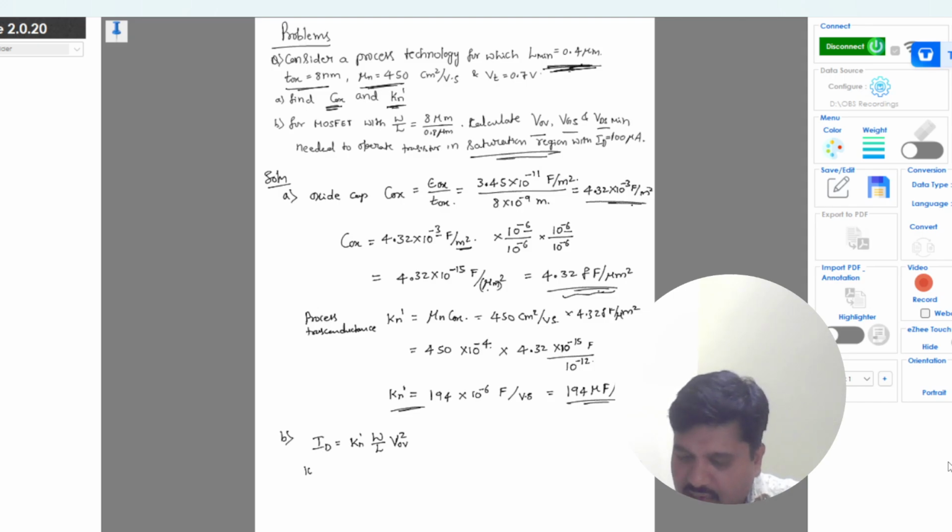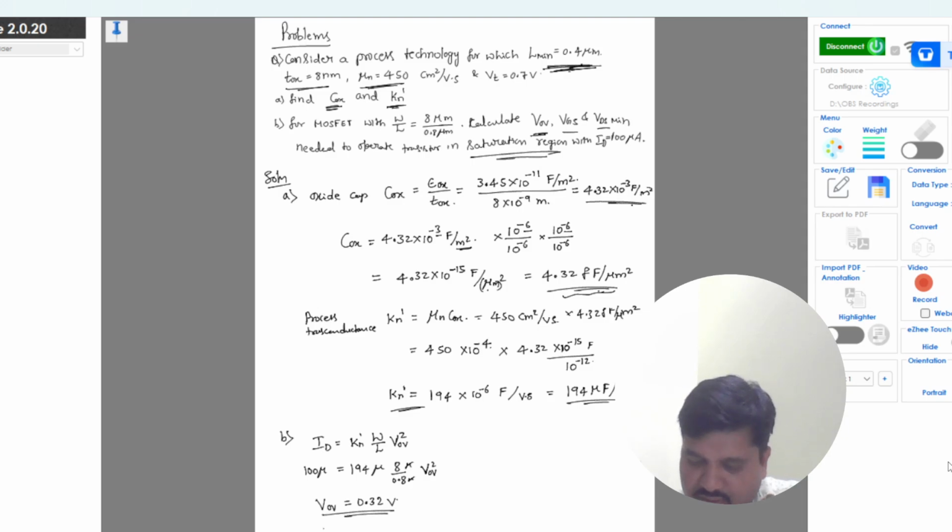So the ID is 100 micro, which is equal to Kn dash, 194 micro, and W by L is 8 divided by 0.8, micrometer cancels, and VOV overdrive voltage square. On solving for this you will get the value of VOV as 0.32 volt.